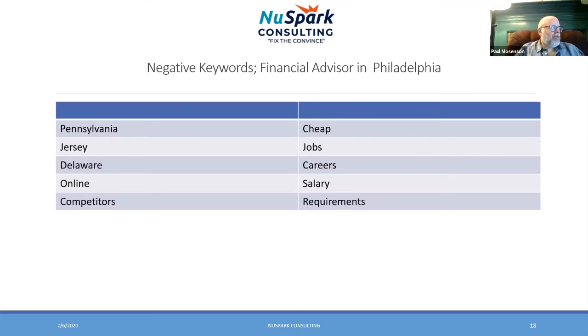So for example, if I'm searching for a financial advisor and I just want to target Philadelphia, my negative keywords, these are just examples: Pennsylvania, Jersey, Delaware, online, competitors, and some other words. I see these all the time: cheap, jobs, careers, salary, requirements, things like that. So you have to be smart about your negative keywords. You're basically answering, how do I want people to click, and I don't want people to click on certain queries. It's who you are, not who you're not.